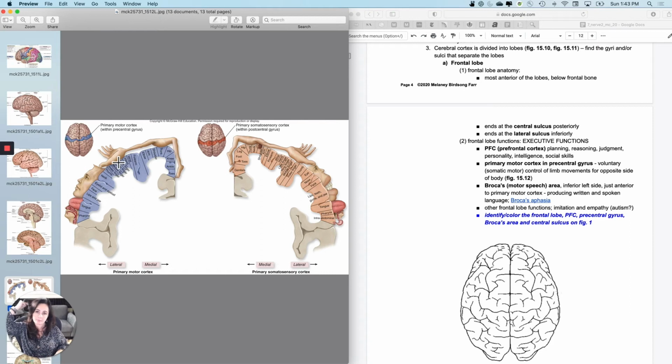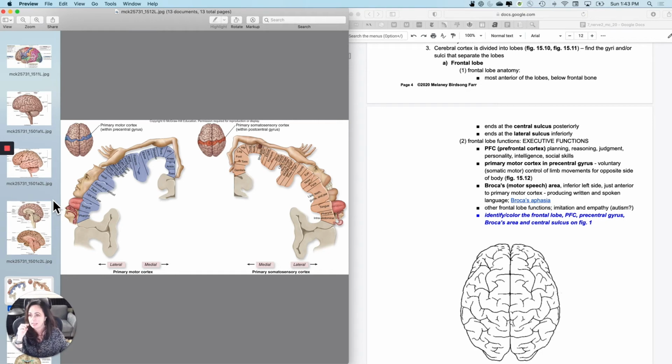Tongue, slightly lower down. So notice that the amount of real estate in the cerebral cortex, and specifically in the precentral gyrus, we call that the primary motor cortex in the precentral gyrus, the amount of real estate it gets has to do with how much control, fine motor control you have over that. So that's called the primary motor cortex.